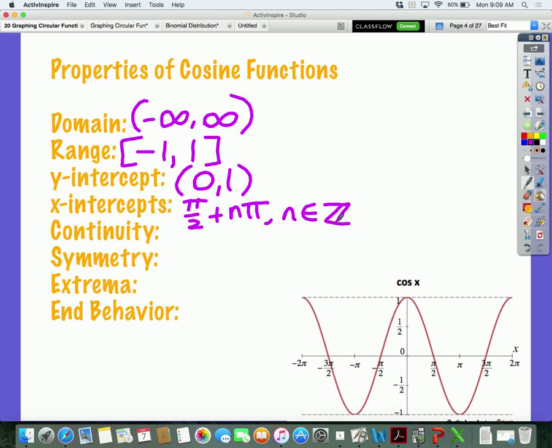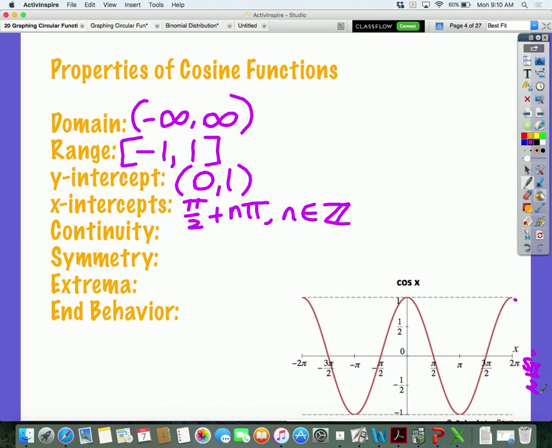So if I were to plug in 3 for n, that would be pi over 2 plus 3 pi. If I were to get a common denominator, that would mean that at 7 pi over 2, I would have an x-intercept. And if I were to keep going, the next x-intercept would occur at 5 pi over 2, then the next one would be 3 pi, and then again 7 pi.